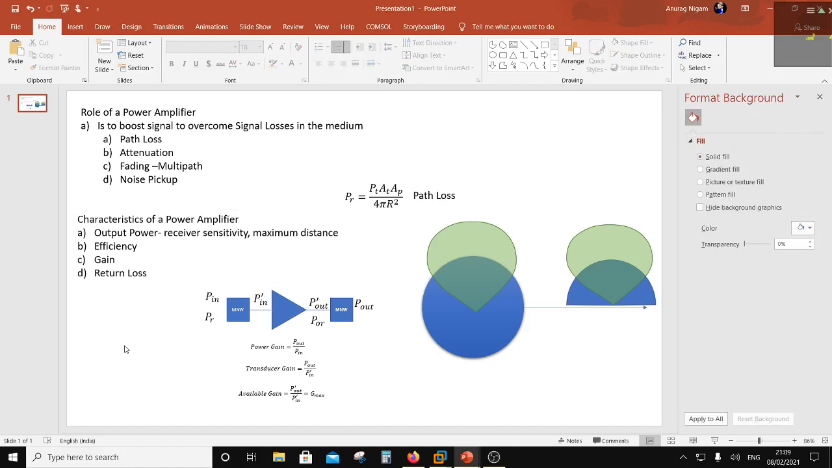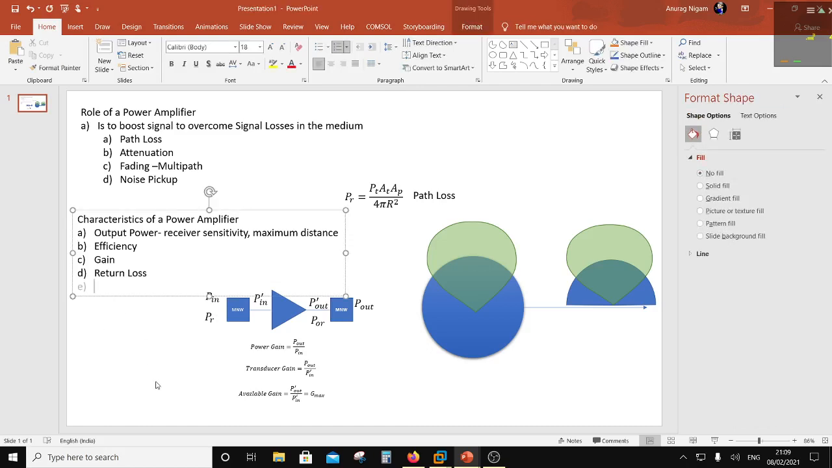Besides this, what else is important for a PA, right? You have got output power, efficiency, gain, return loss. Then there are other parameters which become important later on. There are two things. One is VSWR. You remember in the Smith chart we talked about voltage standing wave ratio, which is basically 1 plus mod of gamma divided by 1 minus mod of gamma, right? In the previous session, you'll come across VSWR, voltage standing wave ratio.